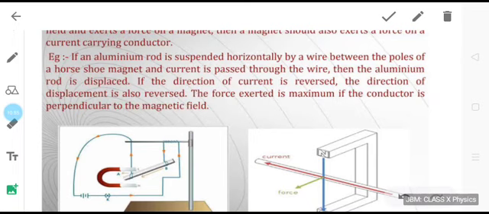As I was telling you earlier, with reversal in the direction of current, the direction of force is reversed, and depending upon the direction of force, obviously the direction of motion, the direction of displacement, is also reversed. The force exerted is maximum if the current is perpendicular to the magnetic field. This is something that we will also try to understand theoretically, like why the force experienced by the conductor is maximum when it is kept perpendicular to the magnetic field.